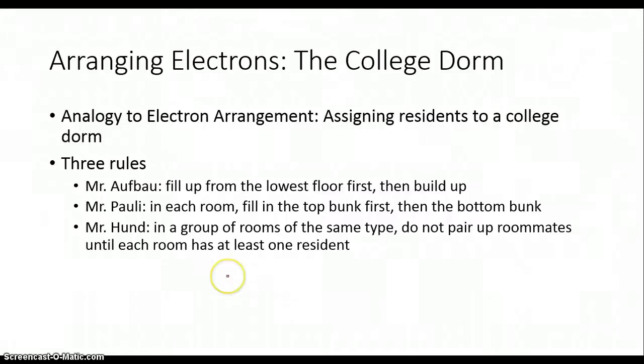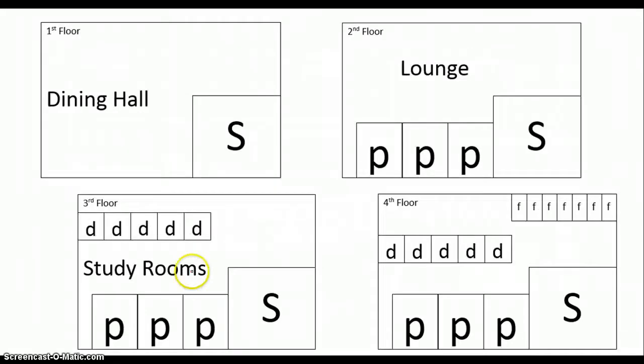Okay, so remembering where we left off last time, Mr. Aufbau, Mr. Pauli, and Mr. Hund here. We have to assign residents the way they're supposed to be set according to those rules. So we'll start on the first floor. Remember, we have to start on the first floor because Mr. Aufbau said we have to start on the ground floor and then work our way up. And then we'll fill in accordingly.